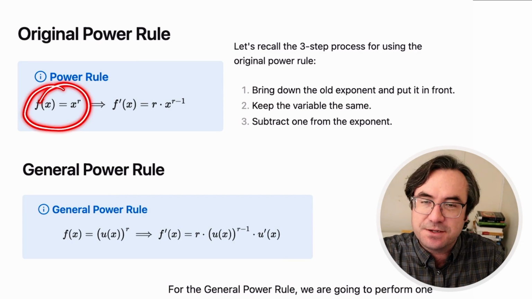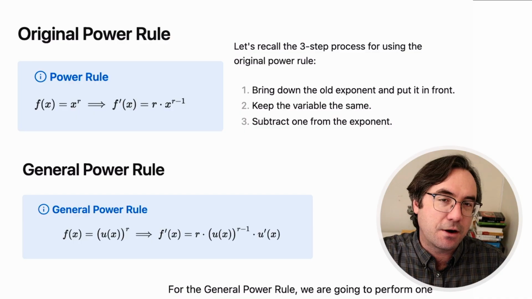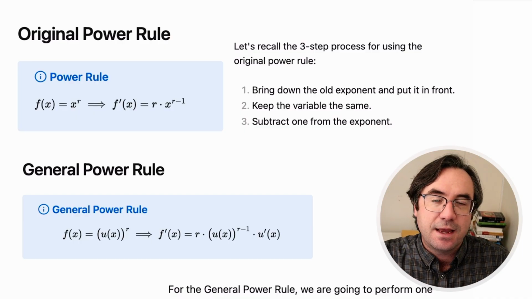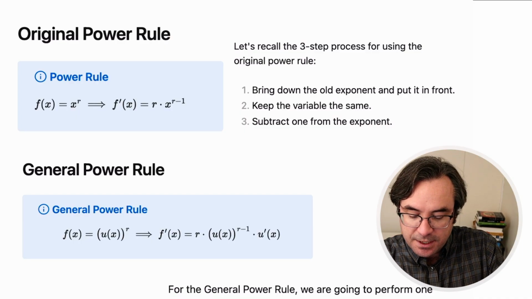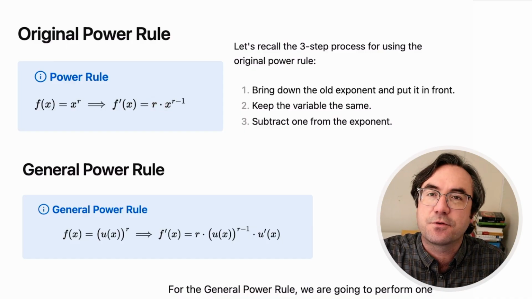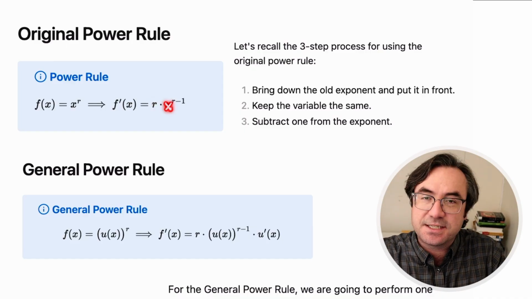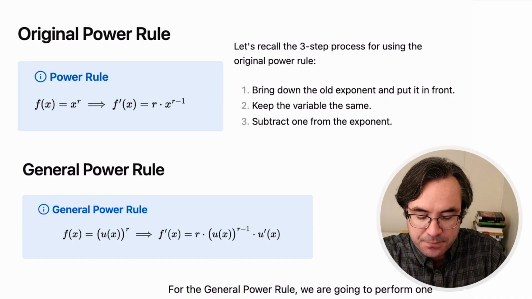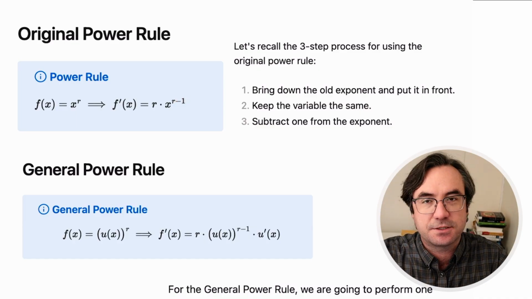So we have some function x raised to the power r that we want to differentiate. And how we use this power rule is we take that exponent, we bring it down, put it in front. That's our first step. We keep x the same, so we keep our variable the same, and then we subtract 1 in the exponent.